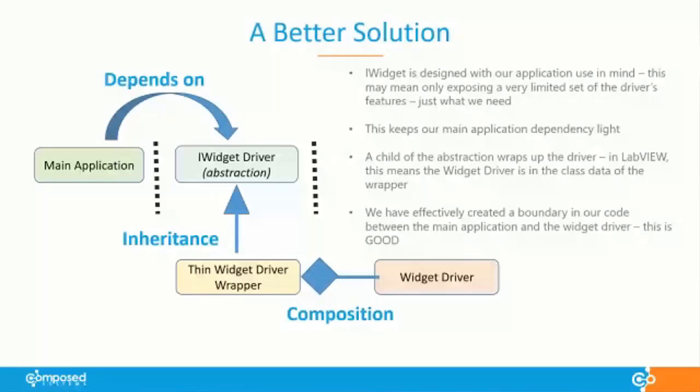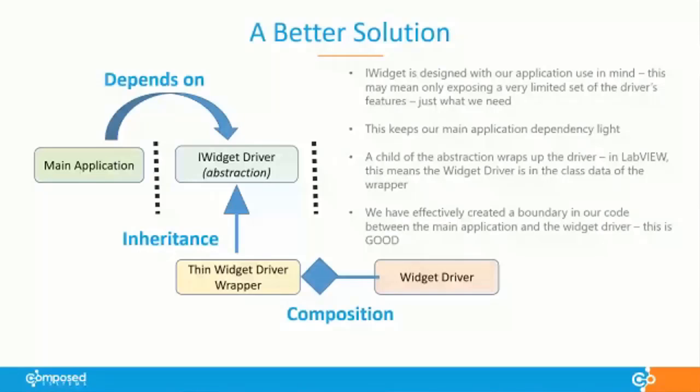It's a super thin class. It's only got 2 methods. There's 2 functions that you want to call. And then you create a child of that, which is a wrapper around your actual driver. And in LabVIEW, this basically looks like your concrete thin widget driver wrapper has, as part of its class data, the widget driver. We have created a boundary. By doing this, we've created a boundary between our use of the driver and the driver itself, right?